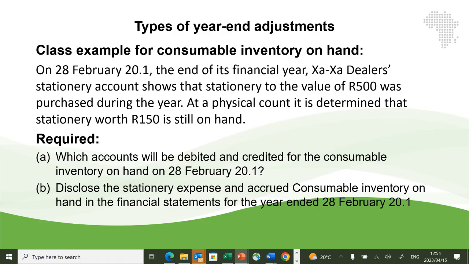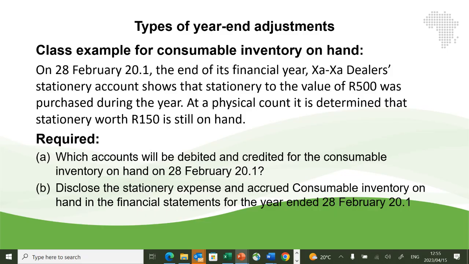Let's take an example here. On 28 February 20.1, the end of its financial year, Batsadila's stationery account shows that stationery to a value of 500 was purchased during the year.